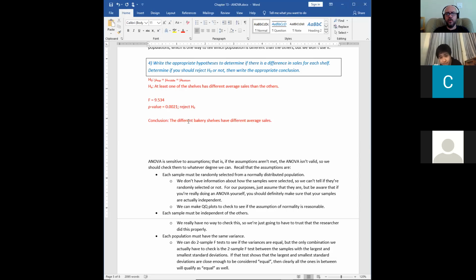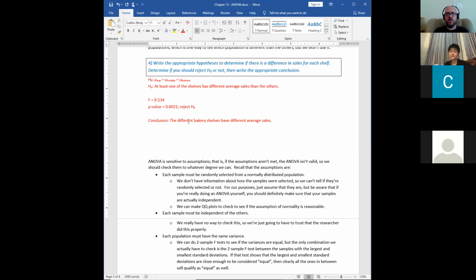I do want to say, don't write this as just "at least one of the means is different than the others." I really want to avoid the copy-paste-the-same-thing-every-time mentality, because it allows you to turn your brain off. I don't want you to do that. What I really want you to do is say what you mean in the plainest terms you can. So for me, at least one of the shelves has different average sales than the other shelves. Right, because that's really what we're testing.